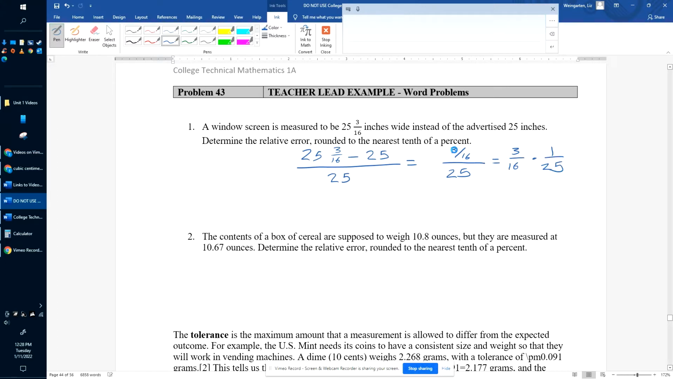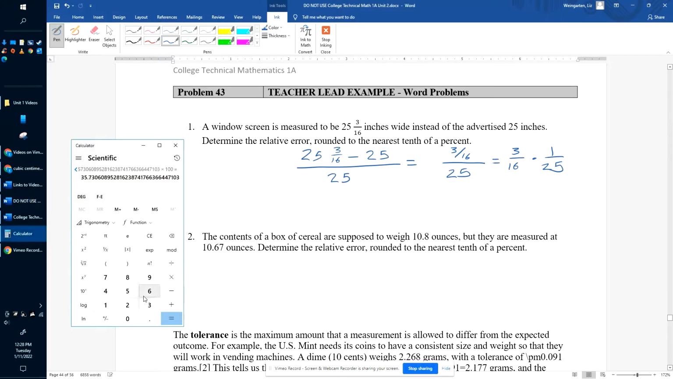Let's put that in our calculator. 3 divided by, in parentheses, 16 times 25, and parentheses, equals. It's pretty small, but that's just the decimal. We have to multiply it by 100 to get the percent, and it is 0.75%.